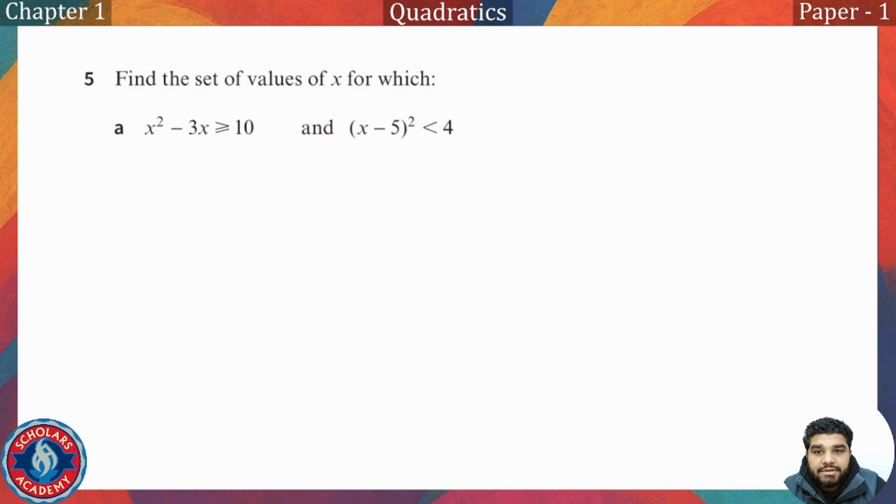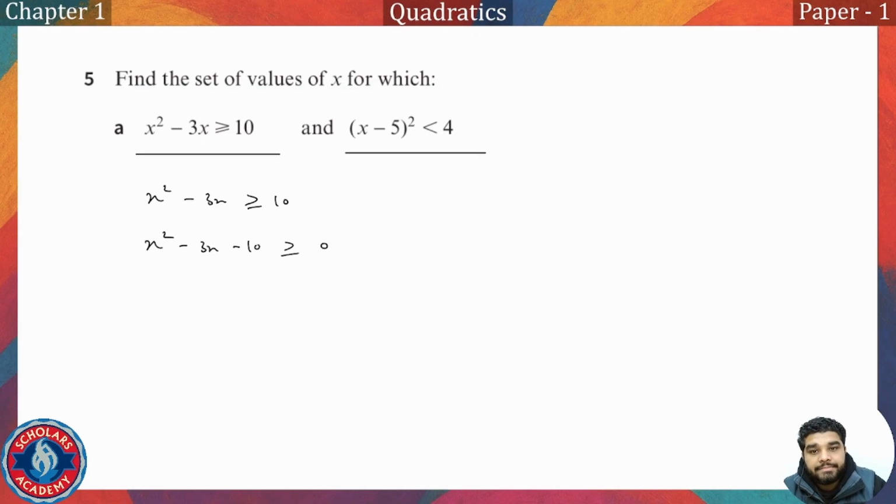Now what we have is, we are given two equations. We need that interval which satisfies both the equations. So first of all, we'll check individually and then find the intersection of the intervals. Let's check for the first equation. x square minus 3x is greater than or equal to 10. It becomes x square minus 3x minus 10 is greater than or equal to 0.